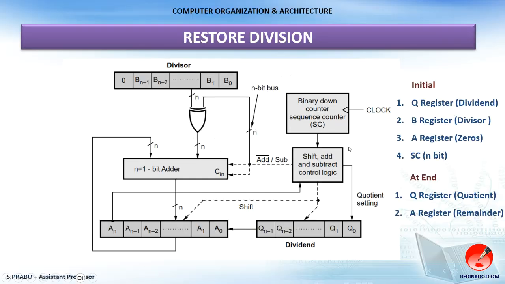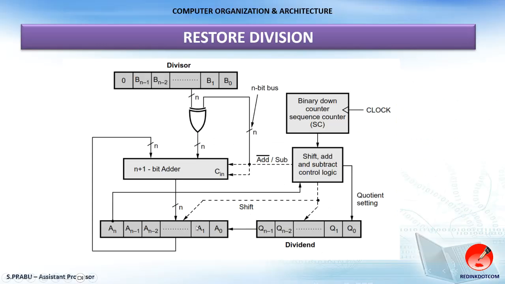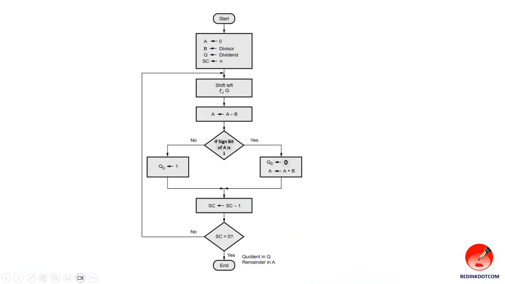In this circuit diagram, we already discussed what the initial condition is for all the registers. So this is the first thing. Then we have to shift the content of the A and Q registers to the left. That means the A and Q registers are treated as a single register, and we have to shift the elements from the left. So this is the meaning of shift left of the A and Q registers.